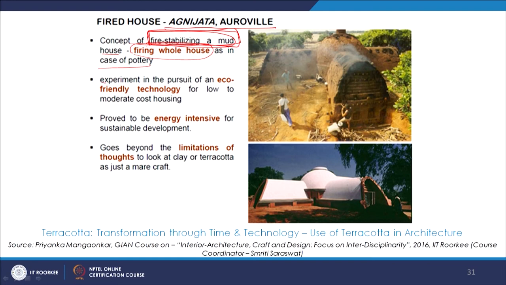And this was an experiment in the pursuit of an eco-friendly technology. It proved to be energy intensive, and it goes beyond the limitations of thoughts to look at clay or terracotta as just a mere craft. So these are all examples of experimentation and application, and somebody's attempts to see how the material can also be used, not just for making a pot or an object of use, but by making a whole house and then firing it. So all of these possibilities this material allows, and a lot of experiments are being done, and I'm sure there would be more that would be done in times to come.